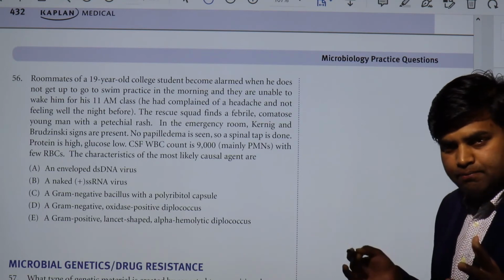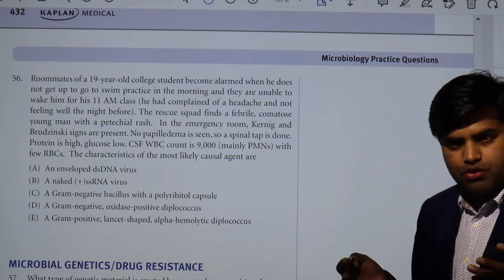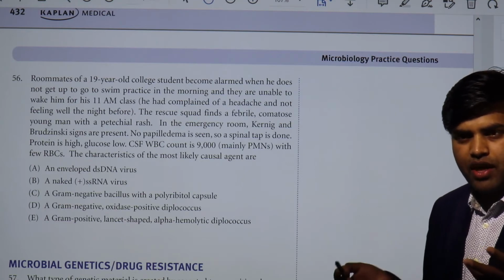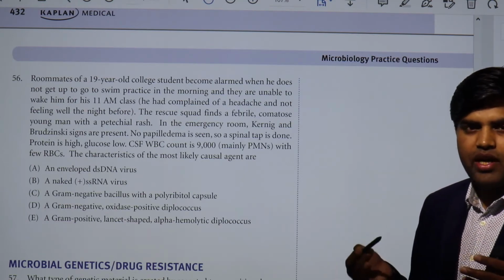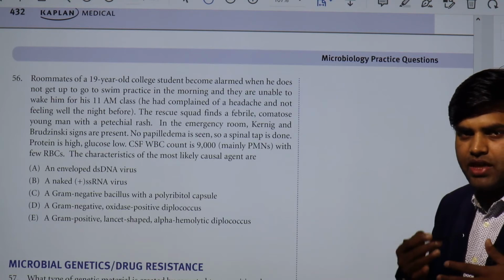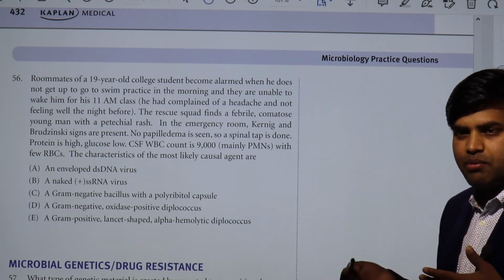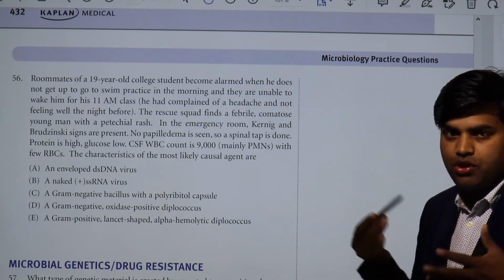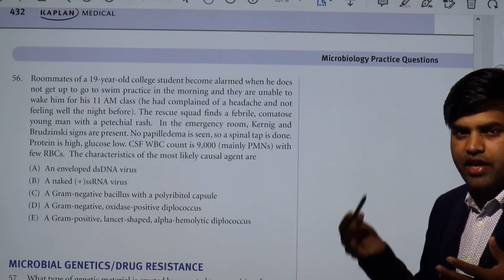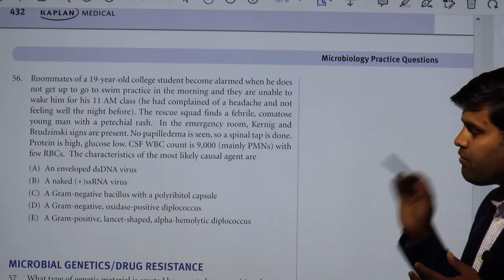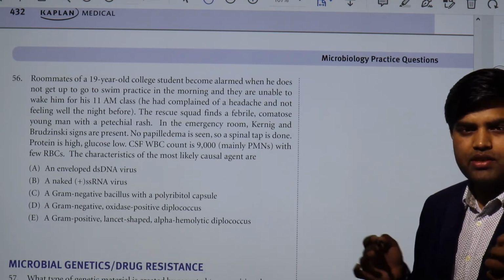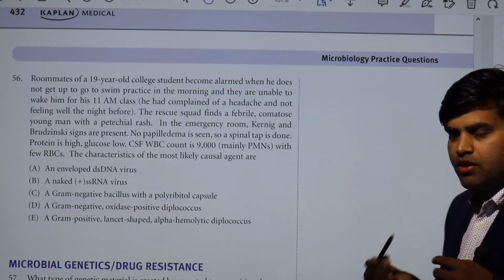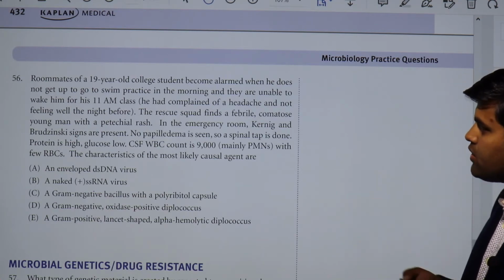So a 19-year-old guy whose roommate reports he had a bad headache and was not feeling well before night, now is not able to wake up in the morning, and is found comatose with fever and petechial rash all over the body. On physical examination, Kernig and Brudzinski signs are positive, so neurological involvement, that meningitis feature, has been demonstrated. Now to identify the cause of this meningitis, they have done the CSF study, the spinal tap, and drawn the spinal fluid to see what the condition is.